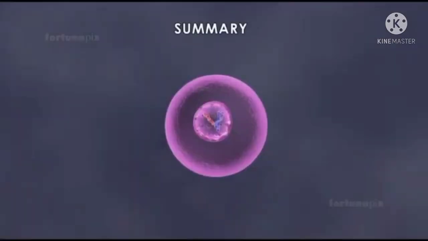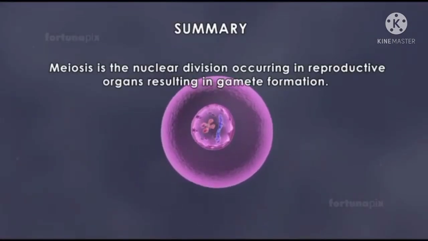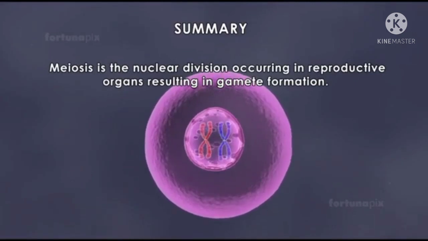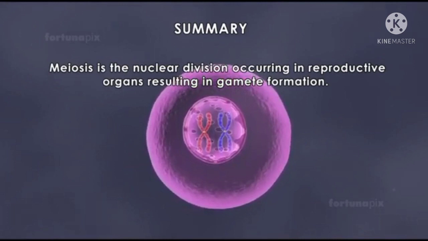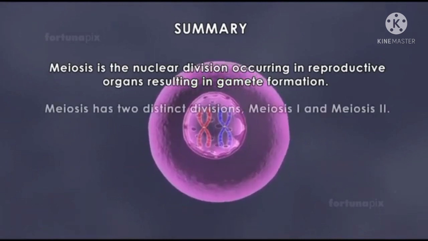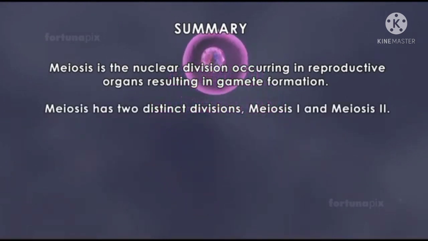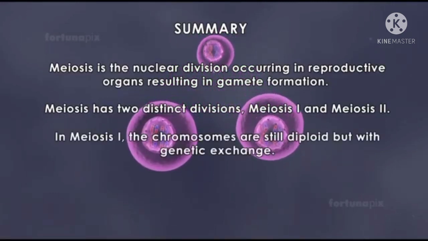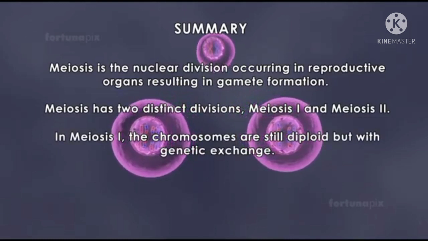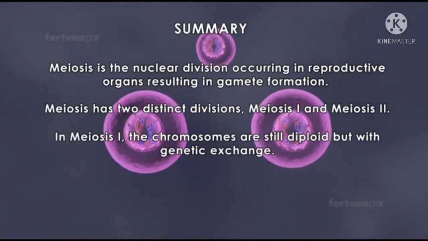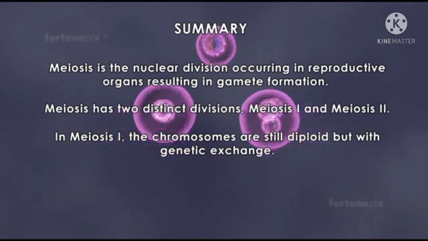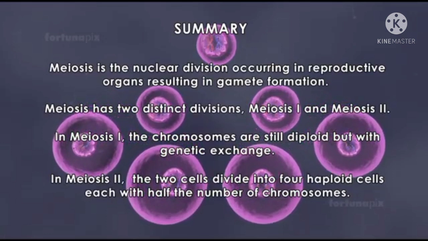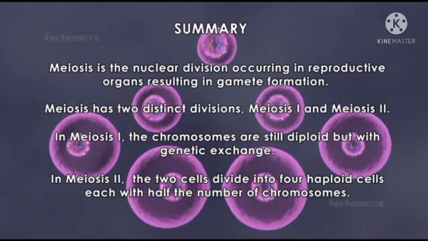So students, what is meiosis? Meiosis is a nuclear division occurring in reproductive organs resulting in gamete formation. Meiosis has two distinct divisions, that is meiosis 1 and meiosis 2. In meiosis 1, chromosomes are still diploid but with genetic exchange. In meiosis 2, the two cells divide into four haploid cells, each with half the number of chromosomes.